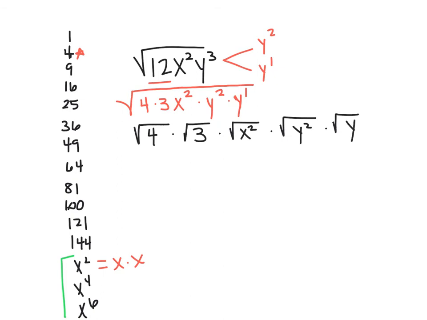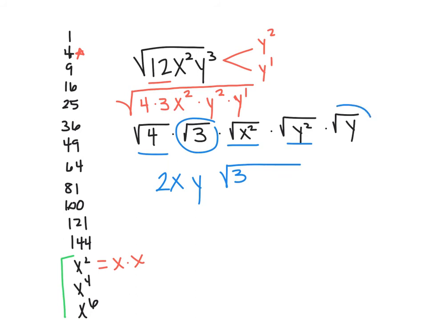Alright, so let's identify our perfect squares. We have the square root of 4, which is 2. I still have a radical here because I know I have 3 left over, so I'm going to put that back under the radical. Okay, then we have the square root of x squared. The square root of x squared is x, because x times x is x squared. And then I have y squared, and the square root of y squared is y. And then what's left over? I have 3 and y that are not perfect squares. So there you are. You have 2xy times the square root of 3y.